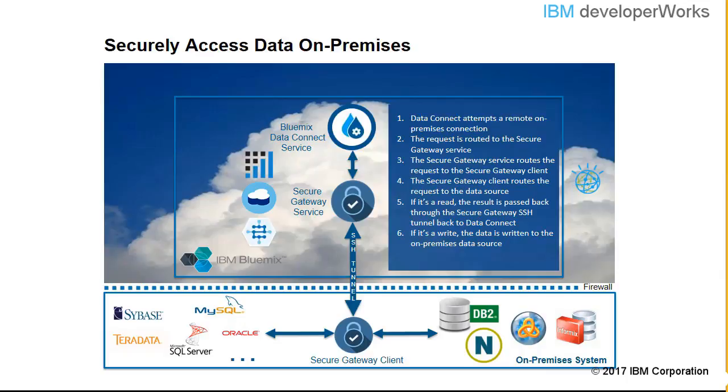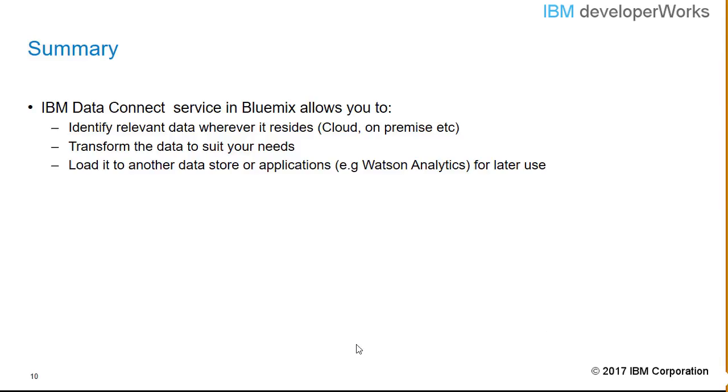If it's a read, the result is passed back through the Secure Gateway SSH tunnel and back to Data Connect. If it's a write, the data is written to the on-premise data. In summary, we looked at the IBM Data Connect service in Bluemix and saw that it allowed you to identify relevant data wherever it resides, whether that be in the cloud or on-premise, allows you to transform that data to suit your needs, and allows you to load it into another data store or application for later use.